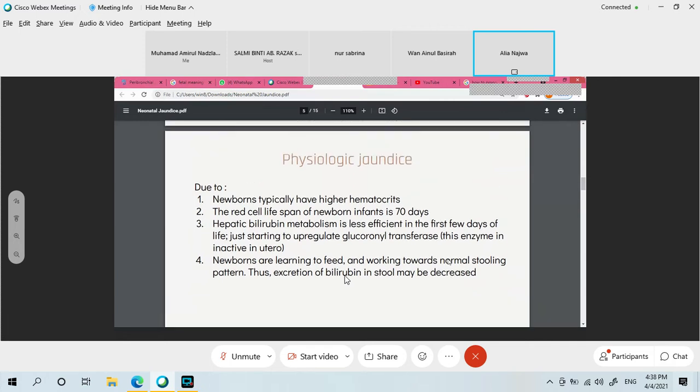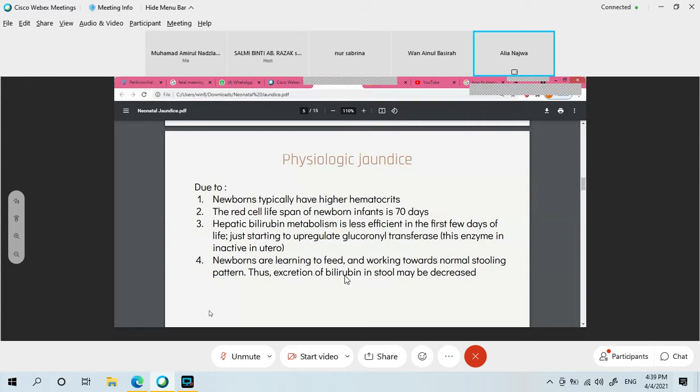Okay, so I'm going to touch a little bit on physiological jaundice. Most of the babies, more than 50% of newborns, will have physiological jaundice, and it is because newborns typically have higher hematocrits as compared to adults. And the red cell lifespan of newborn infants is basically 70 days as compared to adults, where the lifespan of our red blood cells is 120 days. So these two factors will eventually cause an increase in cell turnover, and this will increase the concentration of unconjugated bilirubin in the blood.